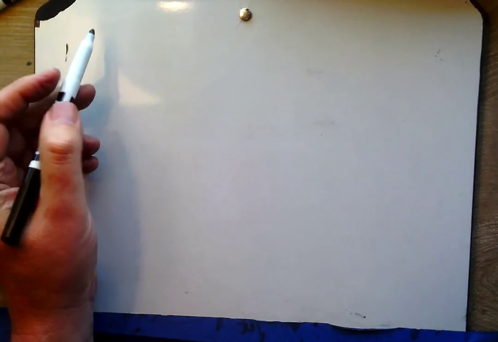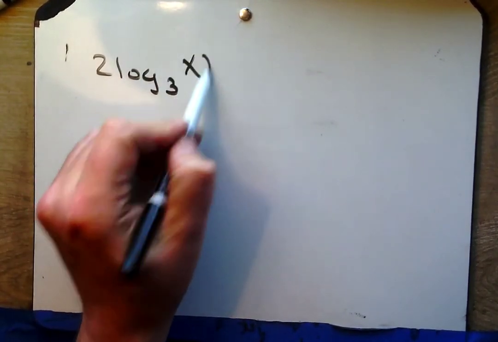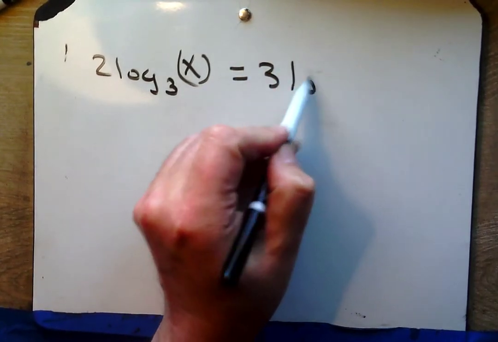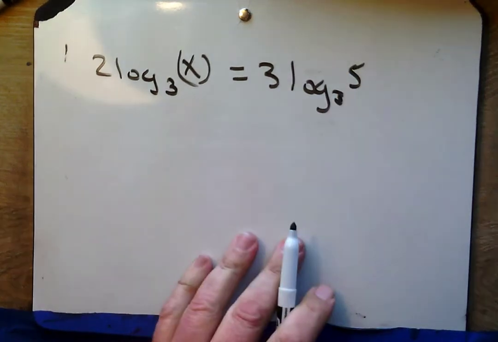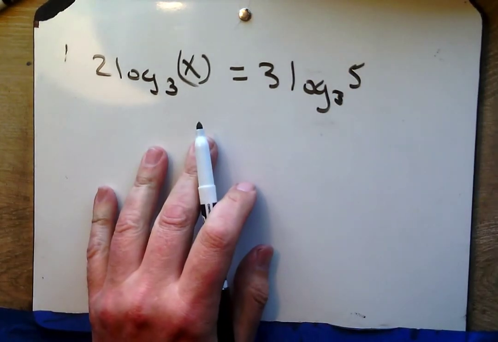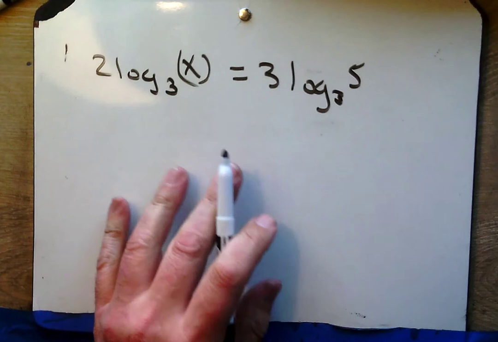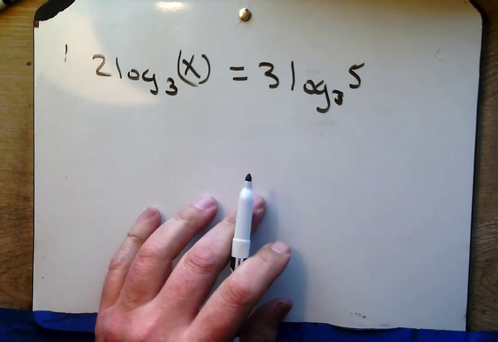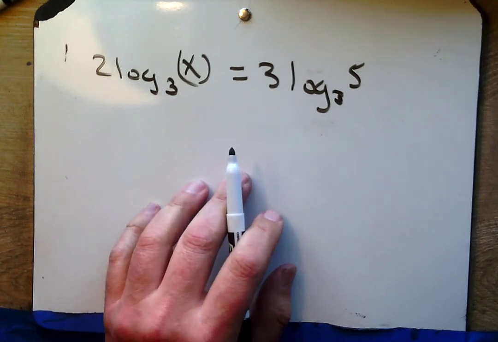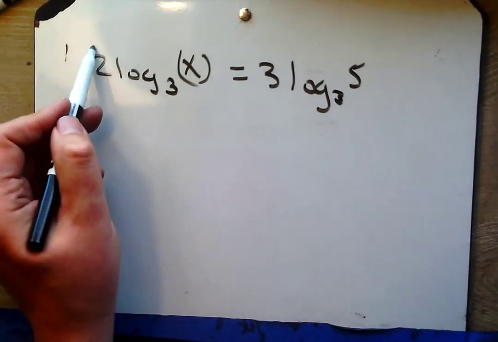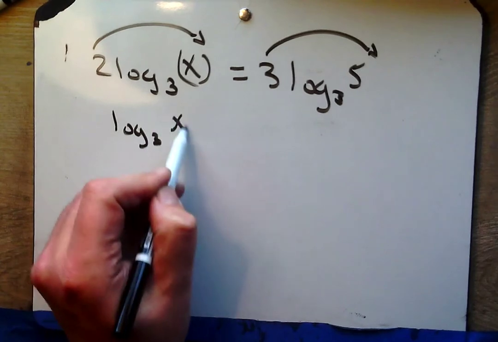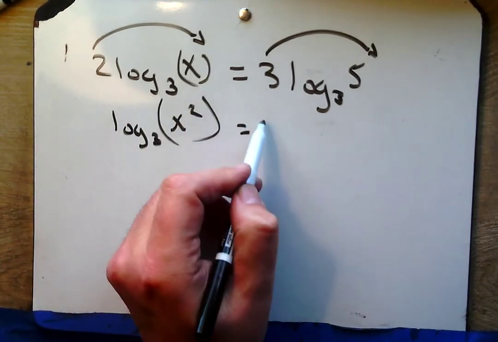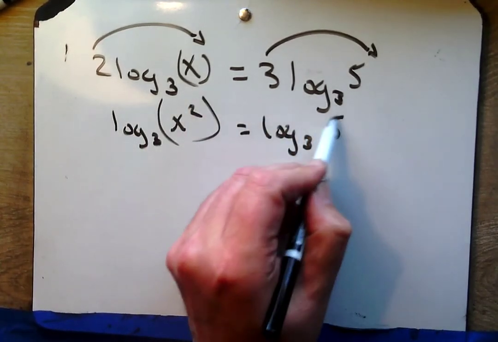So where are we off to next? How about 2 log base 3 of x equals 3 log base 3 of 5? How can we do this one? Well, power rule has to come first. Log base 3 of x squared equals log base 3 of 5 to the third.